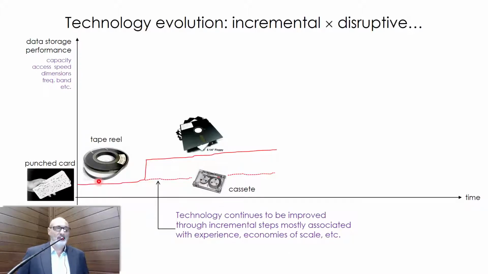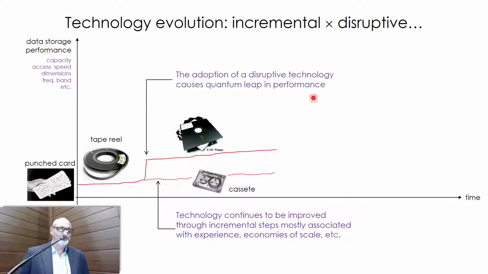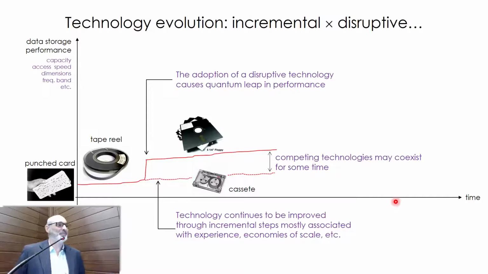So you have two examples here, okay? Incremental evolution from the tape reel to the cassette, okay? And then a disruptive leap by changing the technology from tape to disk, okay? And if we continue, another point I want to highlight is that the adoption of a disruptive technology causes a quantum leap in performance, okay? But if we continue, another point I want to highlight, I'm forgetting my points, okay?